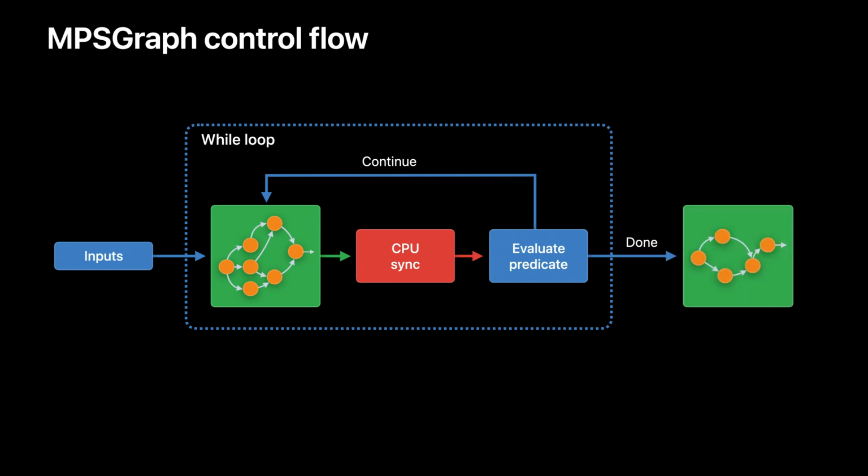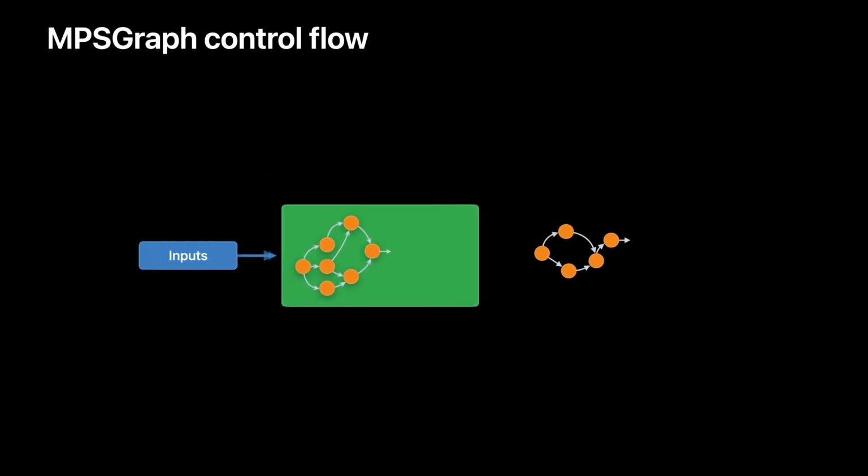Otherwise, if the predicate is false, the loop ends and a second MPSGraph is created and executed to consume the result. With the new TensorFlow API, all these steps can be launched as part of a single MPSGraph execution. This is more convenient to implement because you don't have to introduce explicit memory synchronization primitives. Now let's take a look at how this can be potentially more efficient.